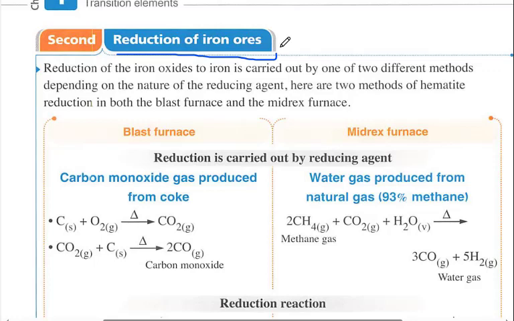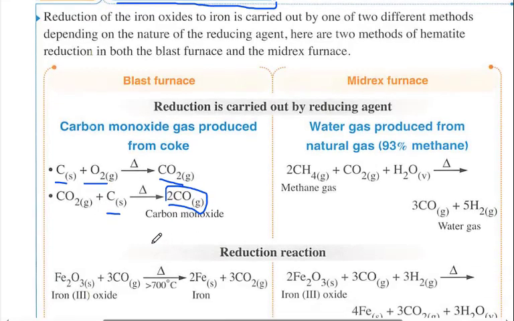So we undergo reduction of the iron ore, which is mainly ferric oxide, by two ways. The first way is the blast furnace or the high furnace. In the blast furnace, using carbon from coke, adding coke to the furnace, this coke will react with oxygen, forming carbon dioxide. This carbon dioxide reacts with excess coke, then it forms carbon monoxide, which is a very strong reducing agent. Very strong reducing agent, blast furnace.